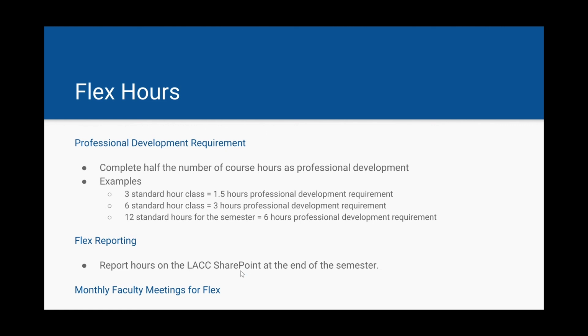To calculate how many hours you must report, look to the number of standard hours you are assigned. You will owe 50% of the number of standard hours. For example, if you teach one 3 standard hour class, you will owe 1.5 hours of flex, professional development, time. If you teach a 3 standard hour class and a 6 standard hour class, you will owe 4.5 hours of flex time. For questions regarding flex hours and flex reporting, talk to the campus professional development coordinator or another faculty member in Noncredit.